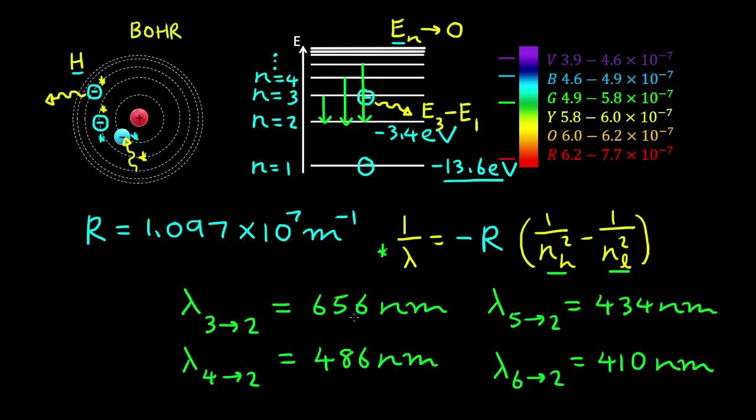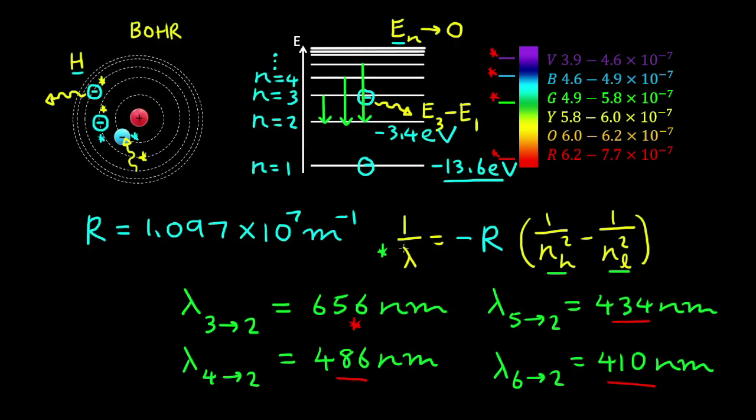So you can see that this corresponds to a red wavelength, and this one here corresponds to green. This wavelength is blue on the visible light spectrum, and this one here is violet.